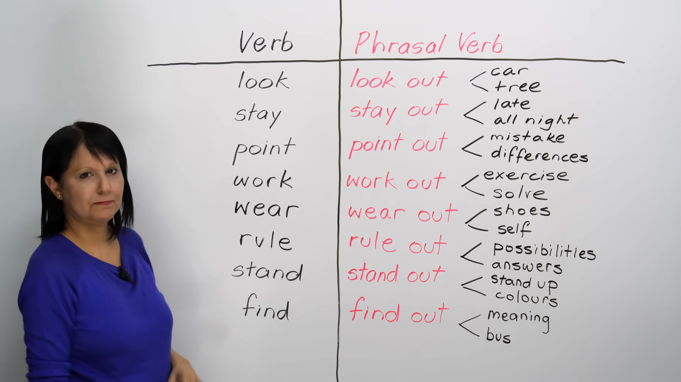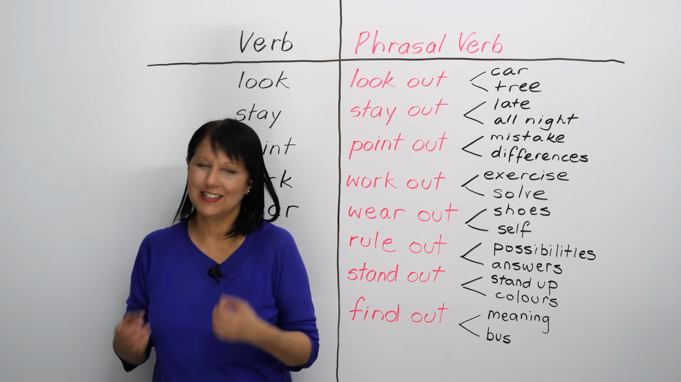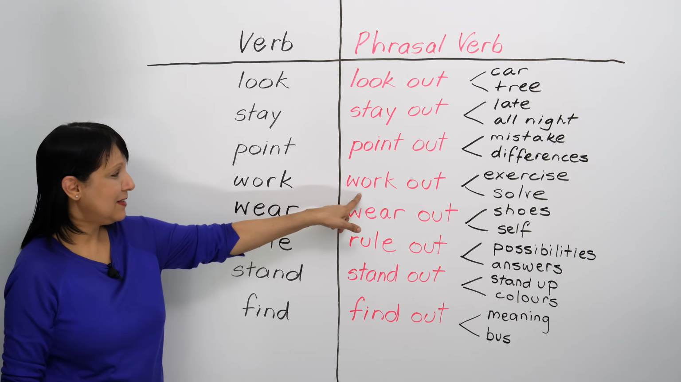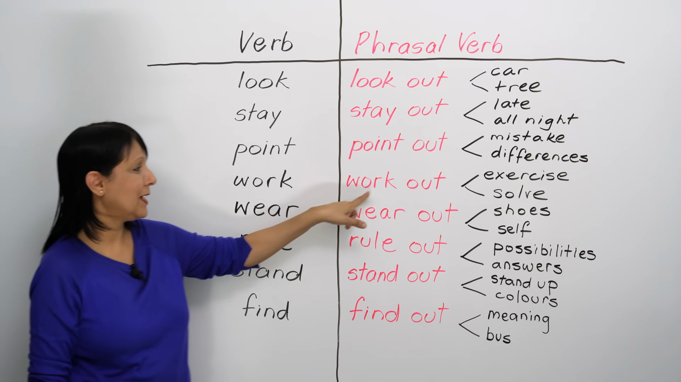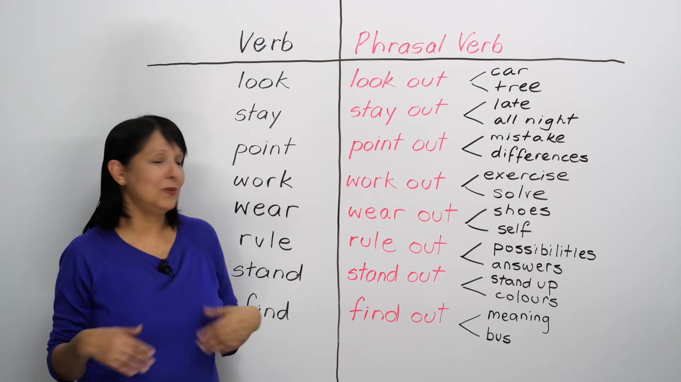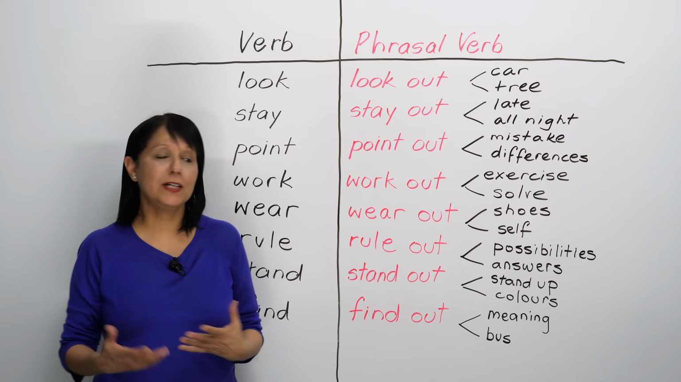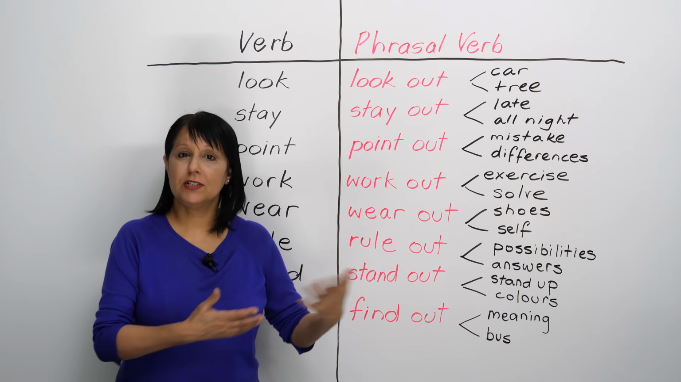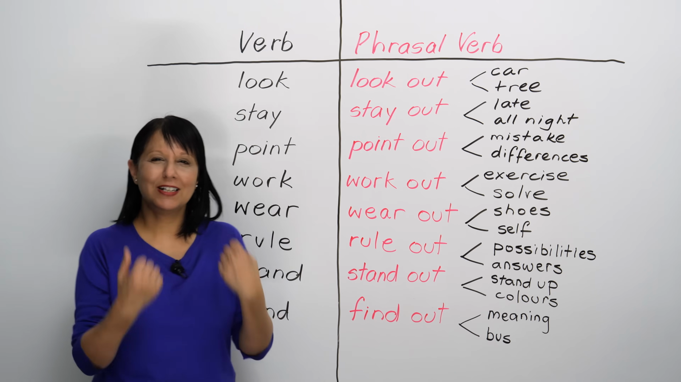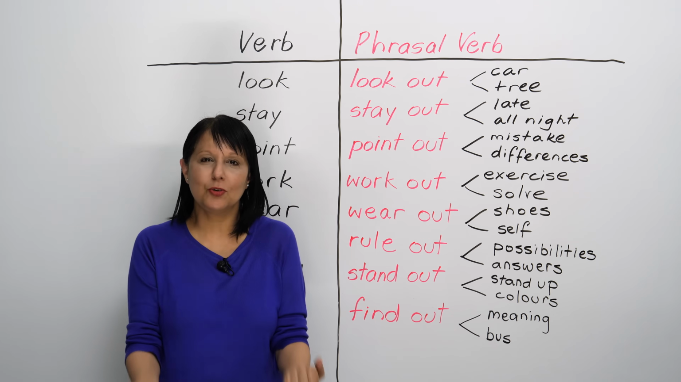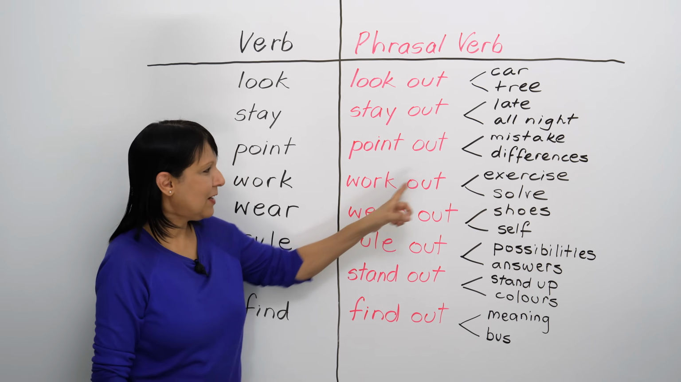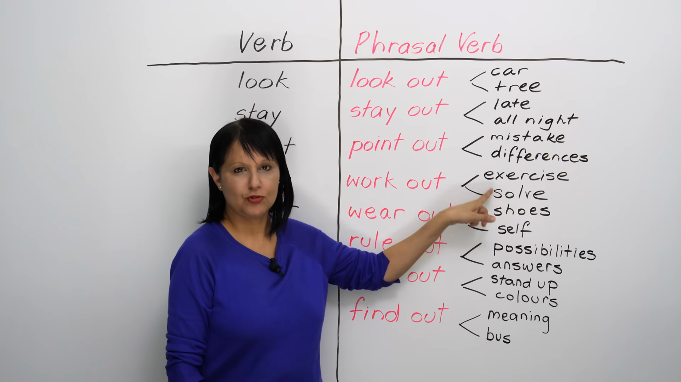Next, work. Now we all know what it means to work, right? To put your time and effort into something. But this phrasal verb, work out, means something completely different. It means actually to exercise. If you say, I'm working out tonight, it means I'm going to exercise, I'm going to the gym, or I'm going to do something to work out with weights or whatever, okay? I'm going to work out, all right? So work out usually means exercise.